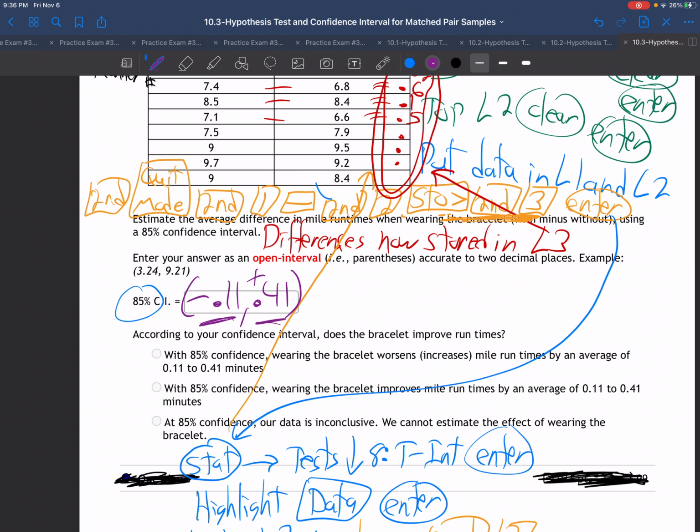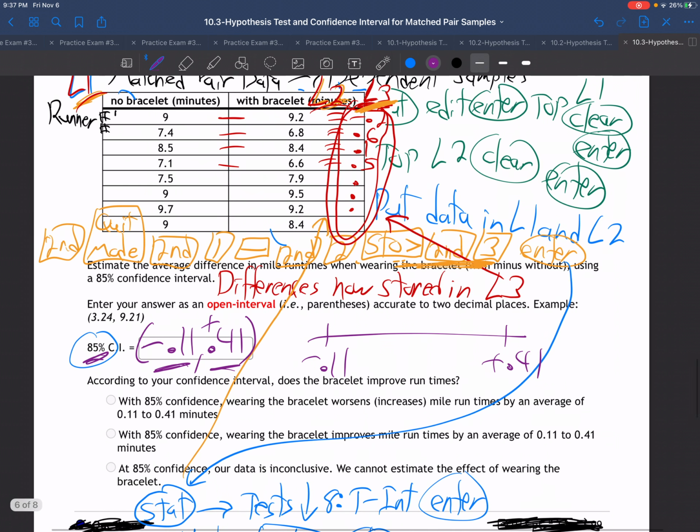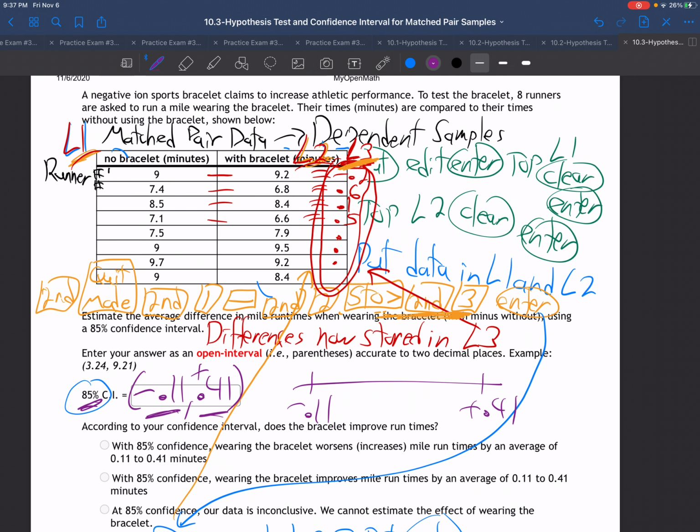Our confidence interval is between negative 0.11 and positive 0.41, meaning we're 85% confident that the real difference between this column and that column, meaning no bracelet and bracelet, is between negative 0.11 and positive 0.41. Well, it turns out that's not saying much because here's 0, right? So it could be negative or it could be positive.